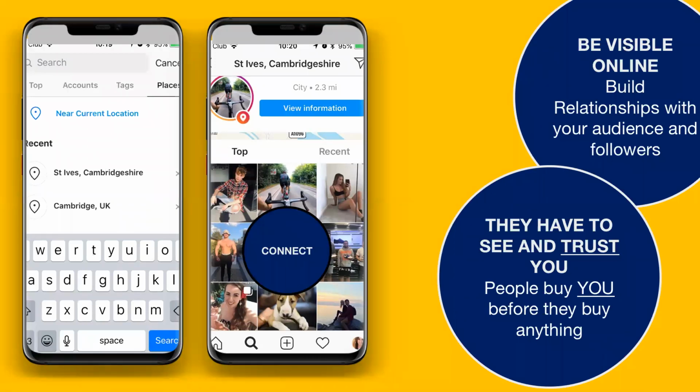online. And I can then message them and say, really looking forward to following your profile. I found you via the St. Ives location tag. I can see that you're local to me. Would be great to stay connected.